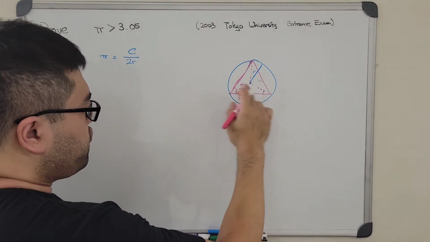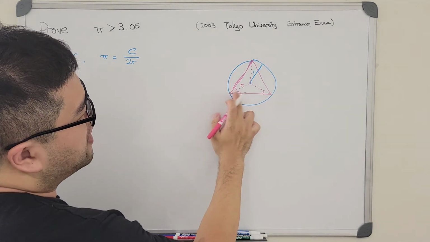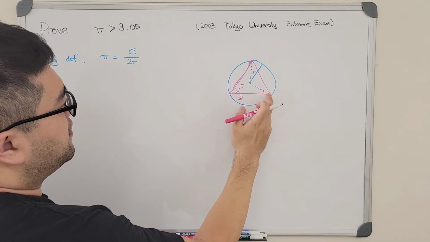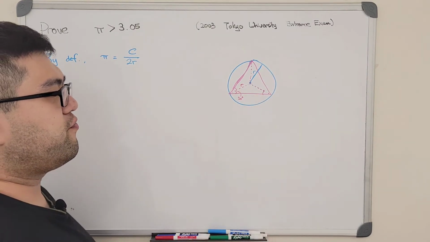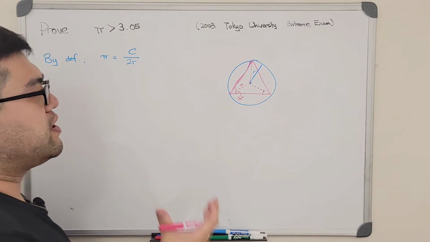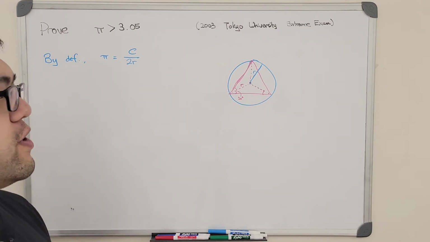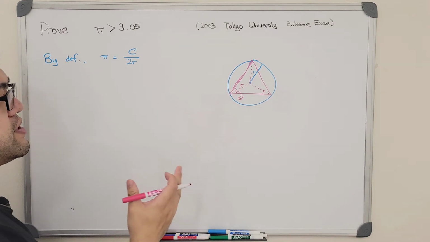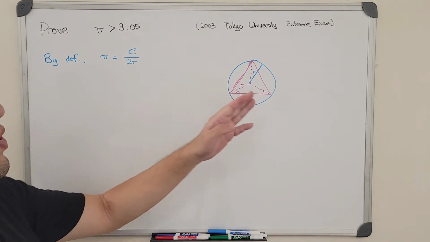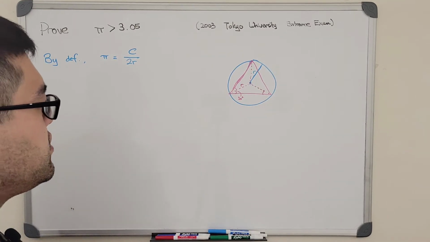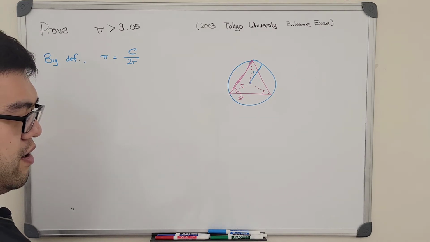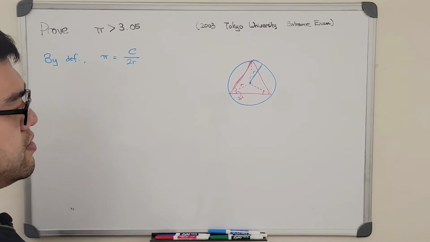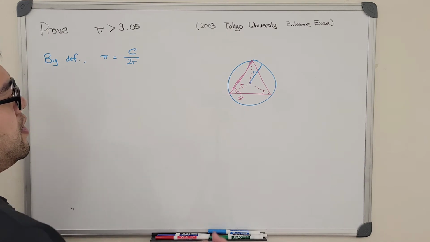So now we can try to find the length of the side of the regular triangle, and then we will just multiply it by 3 to get the perimeter of the regular triangle.